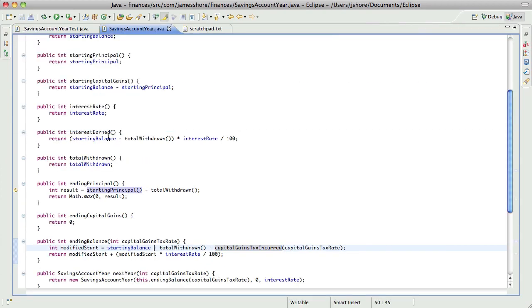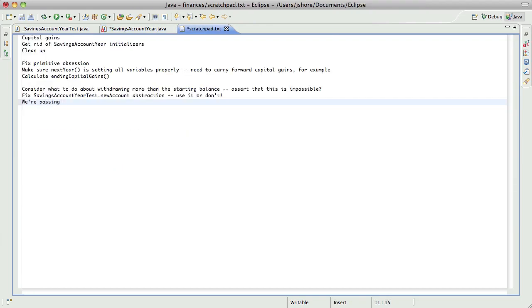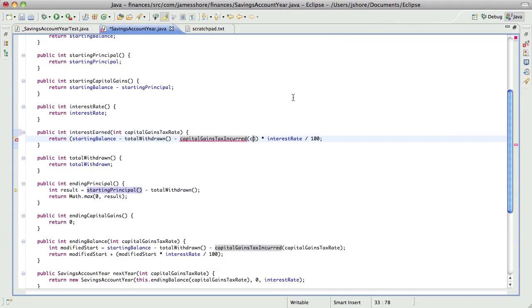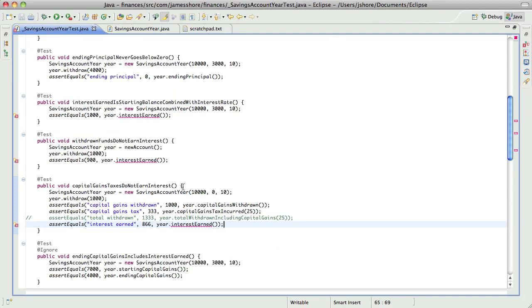Interest earned does not include the capital gains tax. Right, so that is going to be, sorry, no, minus withdrawn minus capital gains tax incurred at a rate. So we need to pass in capital gains tax. The fact that we're having to pass in our capital gains tax rate everywhere tells us something. I think it needs to be going to the constructor. Okay, capital gains tax rate. Now that's causing everything to fail because I'm not passing in the correct tax rate. Okay, so now that's working.